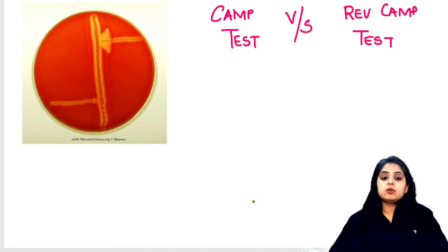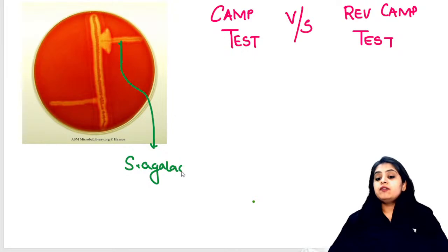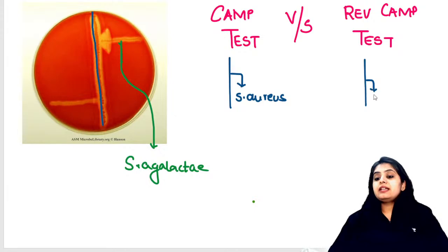दोनों में similar क्या होगा? You will see that this line, the horizontal line, in both of them will be labeled as what? In both of them, this horizontal line will be labeled as Streptococcus agalactiae. So how will I differentiate? What have they asked me? I will look at this vertical line. If the vertical line is labeled as Staph aureus, then that is a CAMP test. If the vertical line is labeled as Clostridium perfringens, then that is a reverse CAMP test.